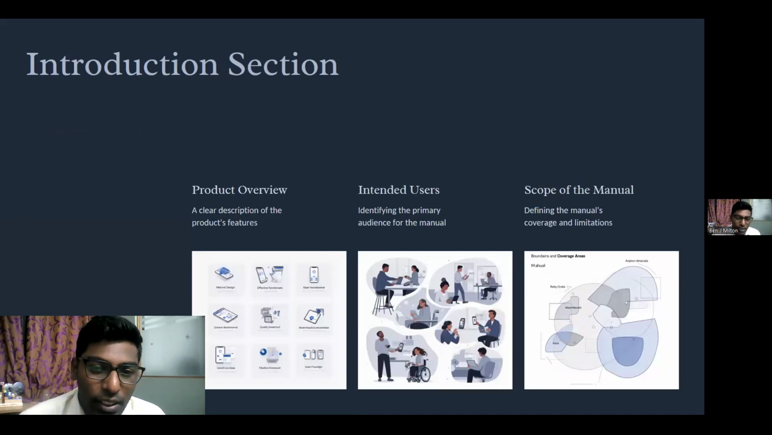So what it does is it gives you a product overview. It tells you who the intended user is, as well as the scope of the manual. Now, if we have to talk about a car in a very detailed way, it would be a mechanical engineer's or an automobile engineer's job to look into it. So the end user of this product is something they look into before drafting a user manual.